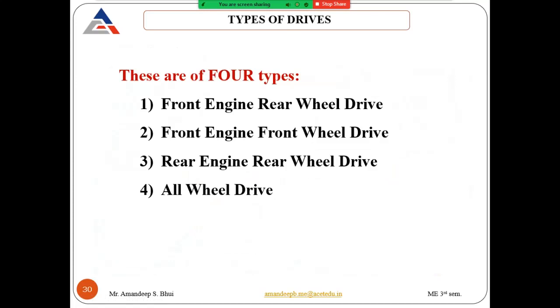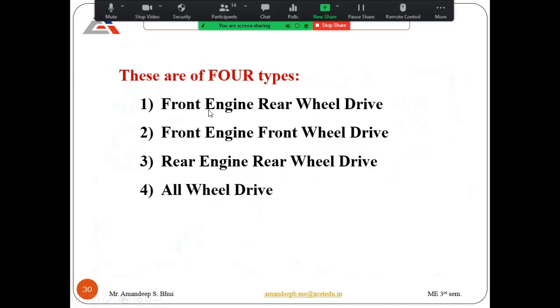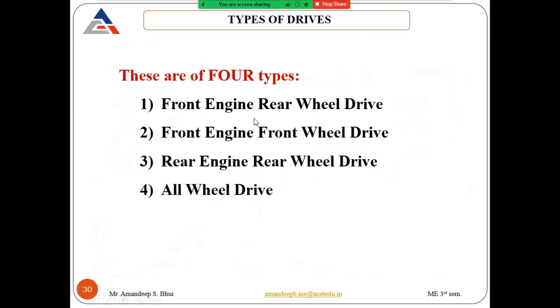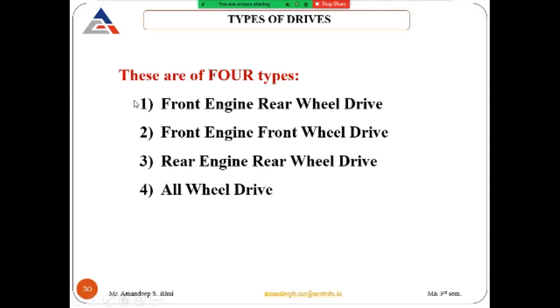Now there are four types of, as we have already discussed, the engine and drive. These can be subdivided into four types. That is, if we have front engine, rear wheel drive. Second configuration can be front engine, front wheel drive. Third configuration can be rear engine, rear wheel drive. And the fourth type of drive that comes is your all-wheel drive or the four-wheel drive. That is called 4x4.